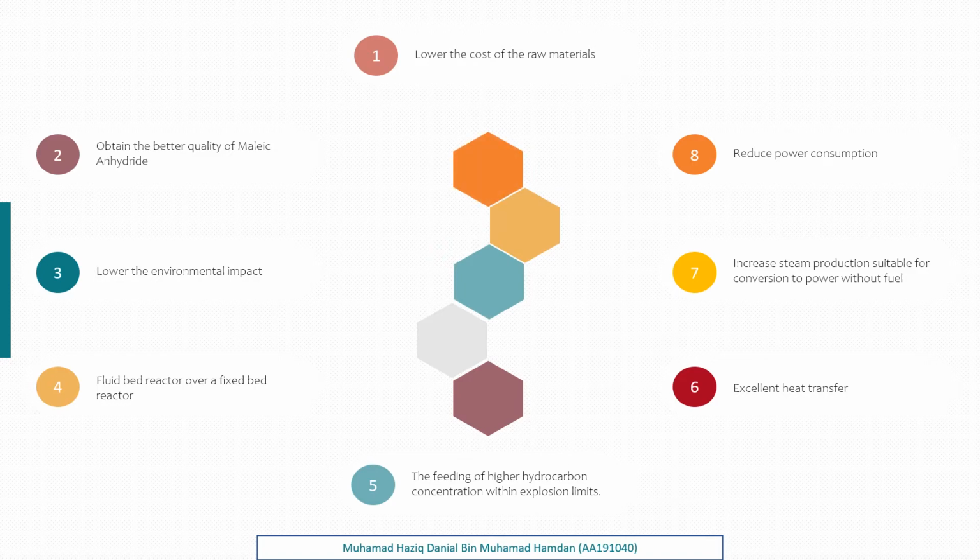And then we can lower the environmental impact because benzene is known as a carcinogenic substance. Also, we use the fluid bed reactor over the fixed bed reactor to allow feeding of a higher hydrocarbon concentration within the explosion limit, and also for the excellent heat transfer. Then it can increase steam production suitable for conversion to power without fuel. And lastly, it reduces power consumption.